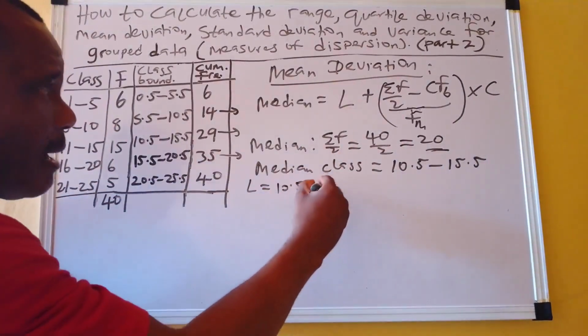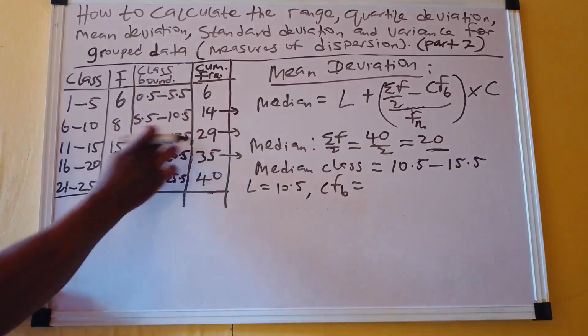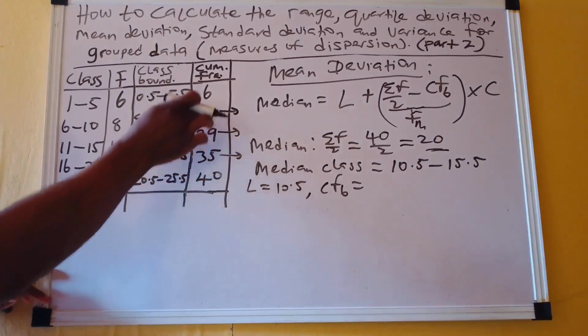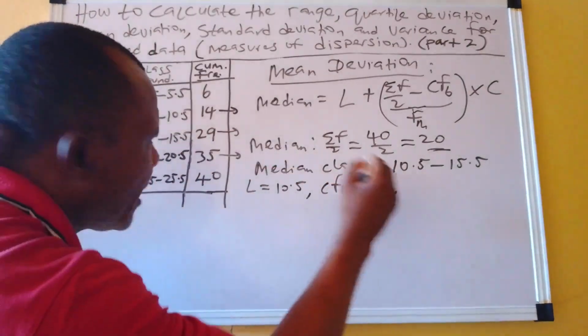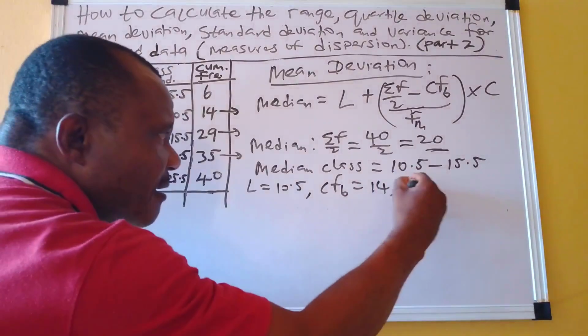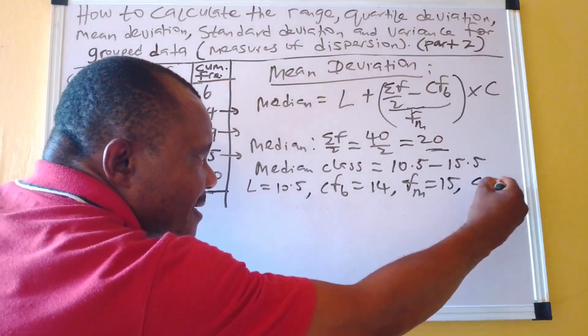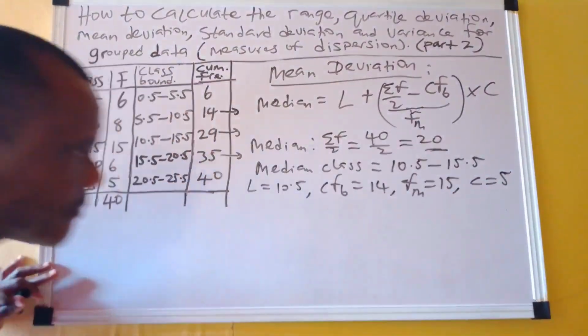Our cumulative frequency before that class is 14. Look at the class here, 14 is above it, so it's 14. And the frequency of the median class is 15. And again, our class size is 5.